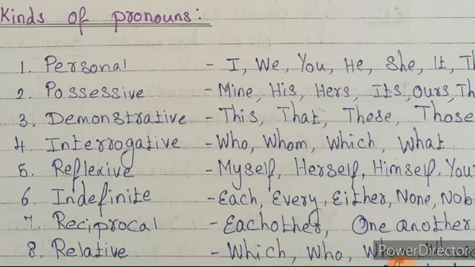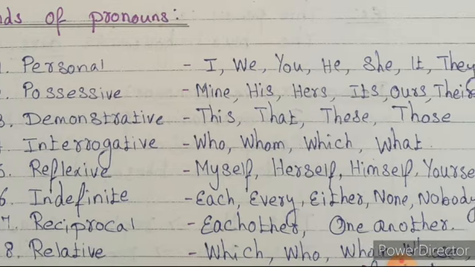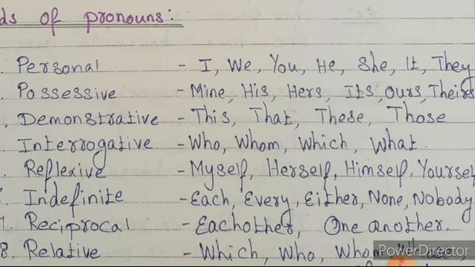Personal pronouns indicate pronouns such as I, we, you, he, she, it, they. Possessive pronouns are mine, his, hers, its, ours, theirs. Demonstrative pronouns are this, that, these, those. Interrogative generally means a question word: who, whom, which, what. Reflexive means myself, herself, himself, yourself, like that.